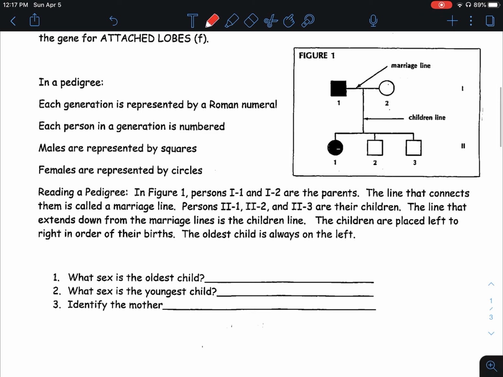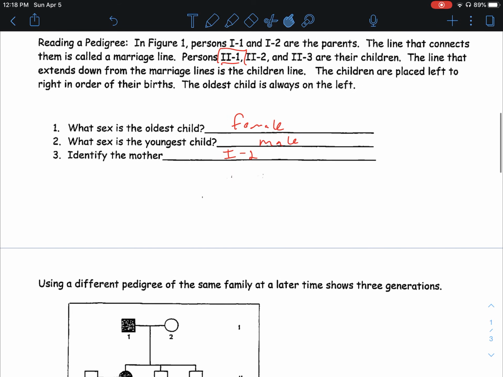So what is the sex of the oldest child? The oldest child's a circle, so it's female. What is the sex of the youngest child? The youngest child is a square, so that is male. Then you have to identify the mother. The identification is generation first and then the number. So the mom is right here, generation 1-2, because her number, I got the 2 from right here.